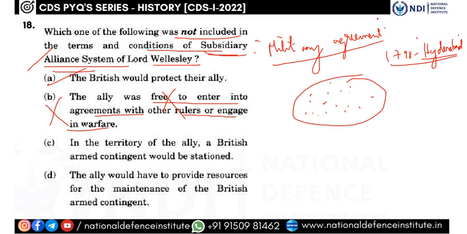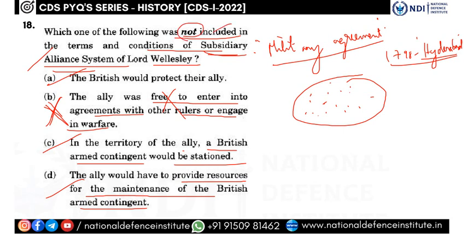Second statement is wrong. Third, in the territory of the ally, a British armed contingent would be stationed. Exactly, in a different place. That's the whole point of the subsidiary alliance. The ally would have to provide resources for the maintenance of the British armed contingent. Exactly. So except for B, all are right. The answer is B, because the second statement is not correct.